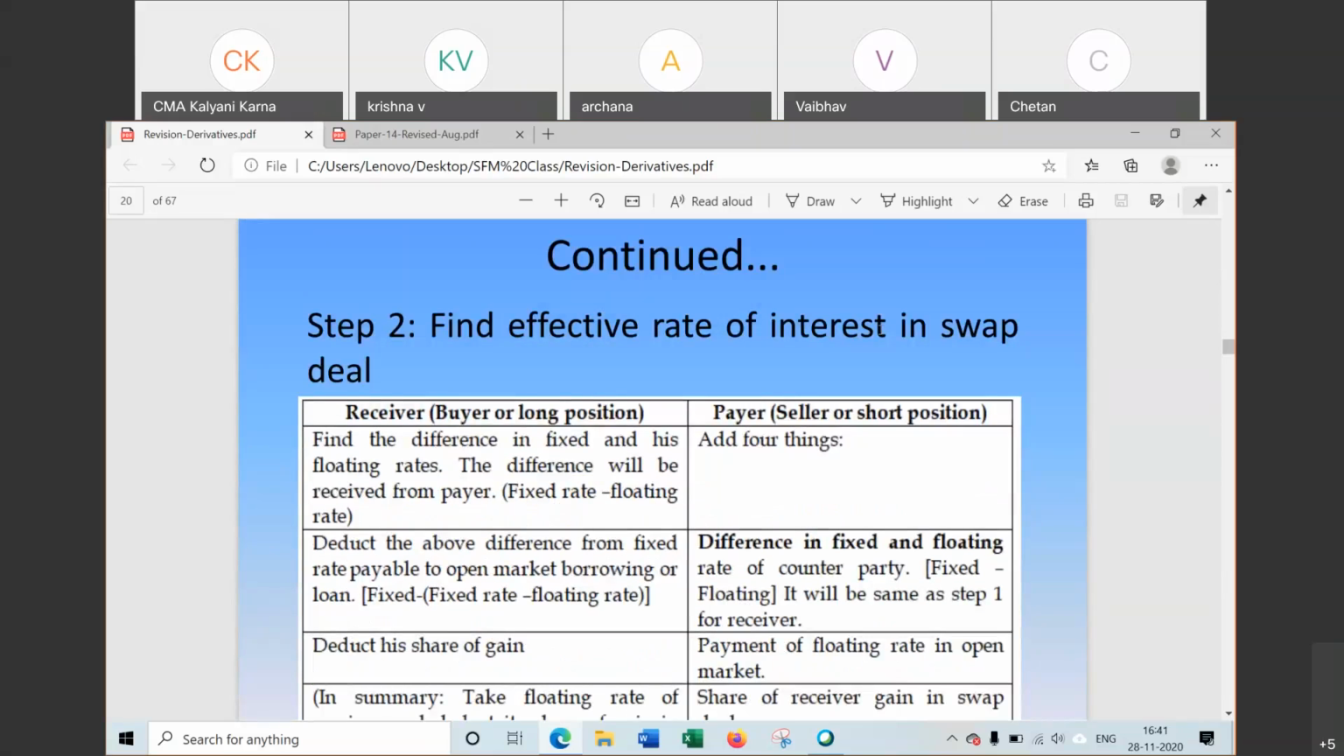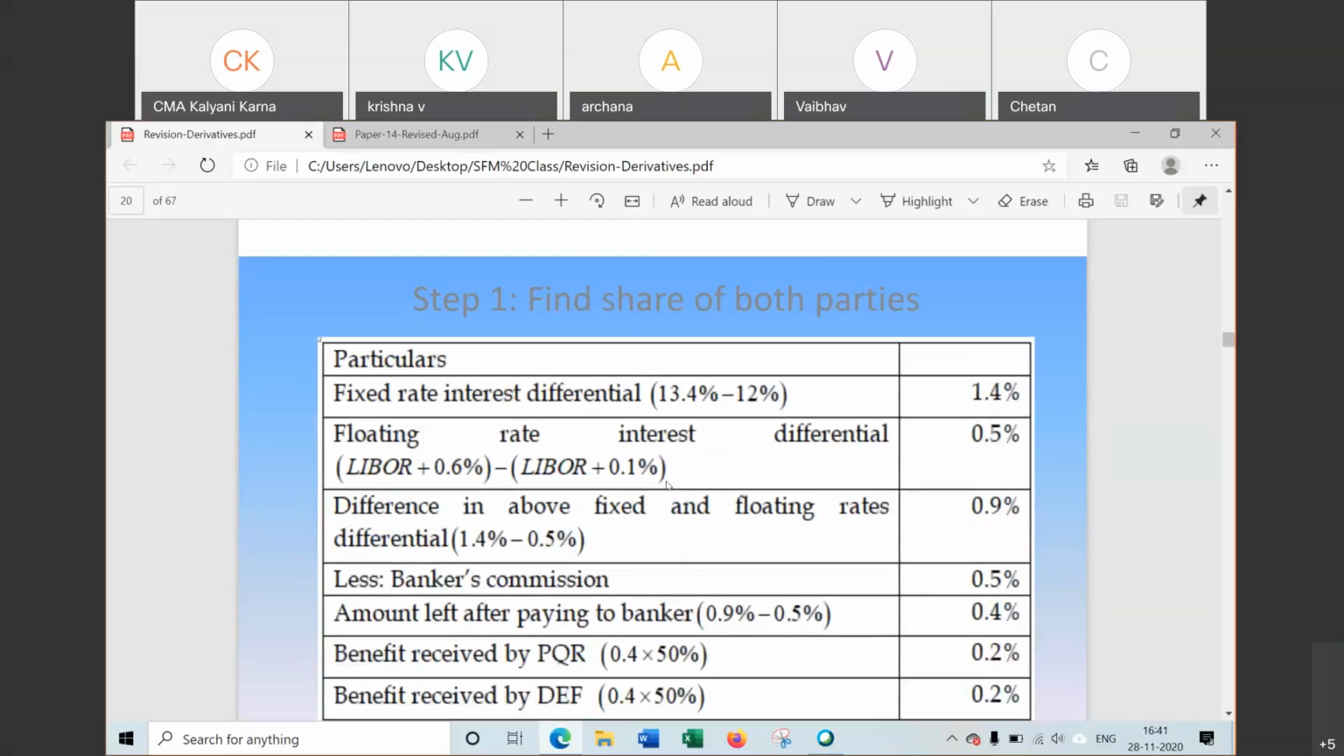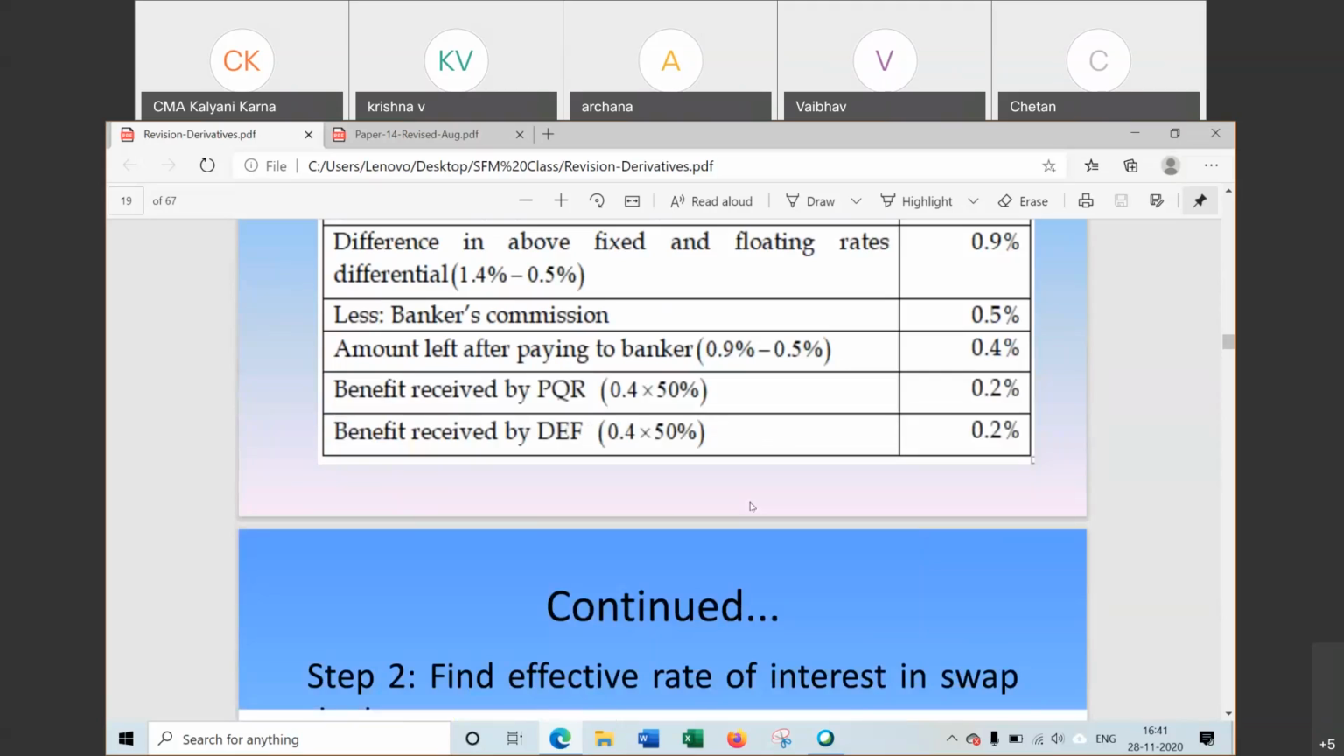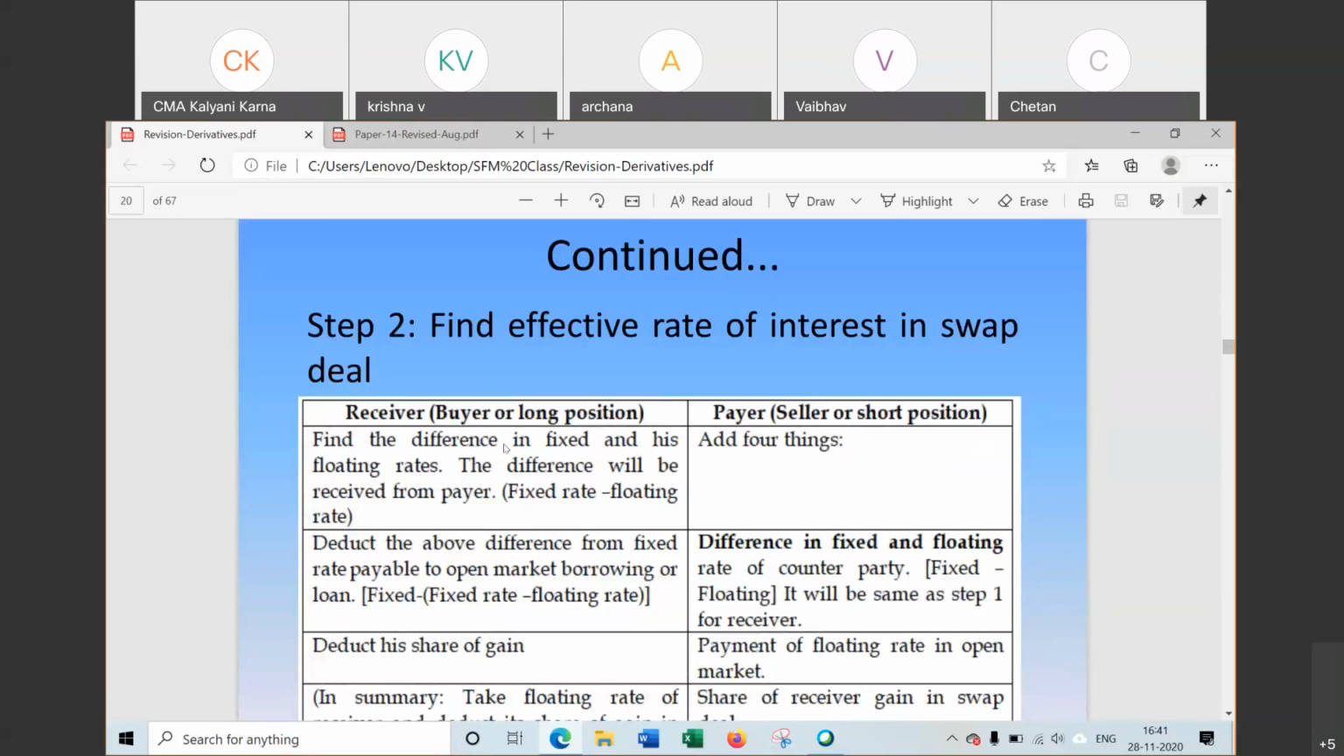Second step, find the effective rate of swap deal. Now here we have to identify the receiver and payer, that is buyer or seller of the swap deal. Who is the buyer of swap deal? Who has benefit in fixed rate from the market, जिसको market से fixed rate लोन सस्ते पे मिलता है, that will be the buyer. So अब जैसे इस क्वेश्चन में 12% जिसका होगा वो buyer होगा, that party will be the buyer. So buyer, identify buyer and payer.